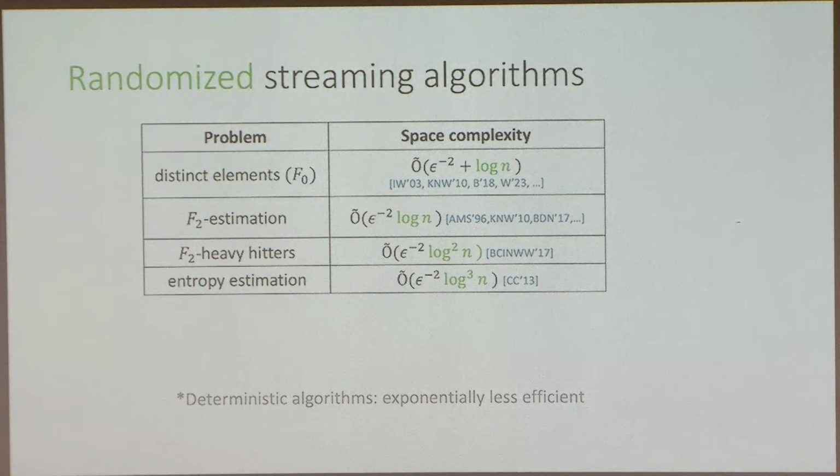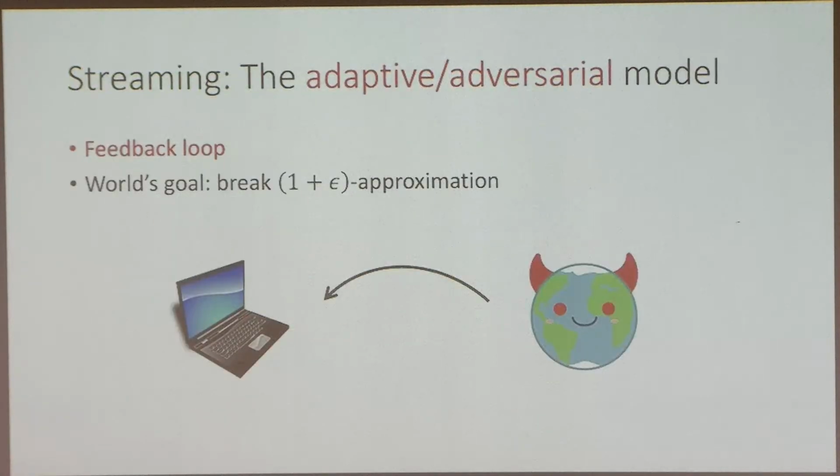But there is also some common problem for all of these results that we see here. And this is that all the proofs of all of these bounds actually assume that the stream is fixed in advance. What do we mean by fixed in advance?